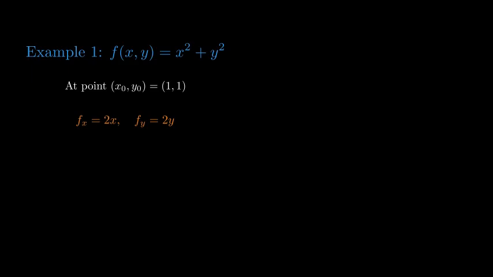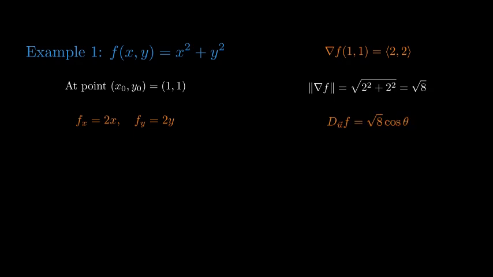The magnitude of this gradient vector is the square root of 2 squared plus 2 squared, which equals the square root of 8. If we compute the directional derivative in the direction of any unit vector u with components u1 and u2, we get 2 times u1 plus 2 times u2, which equals the square root of 8 times the cosine of theta. To maximize this rate of change, we need the cosine of theta to equal 1, meaning theta must be 0 degrees, which forces our direction vector to align perfectly with the gradient vector (2, 2).